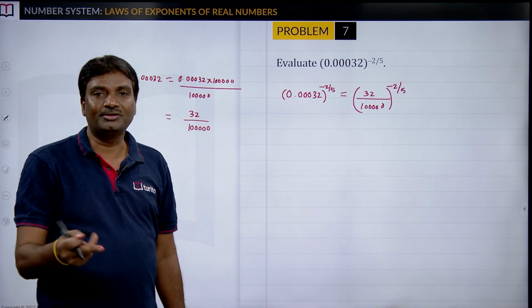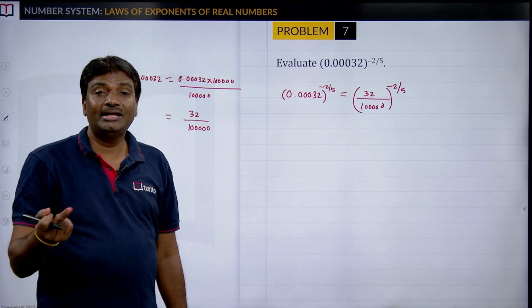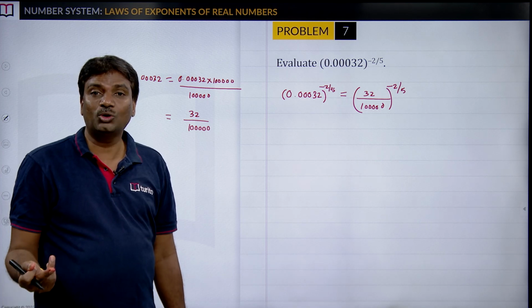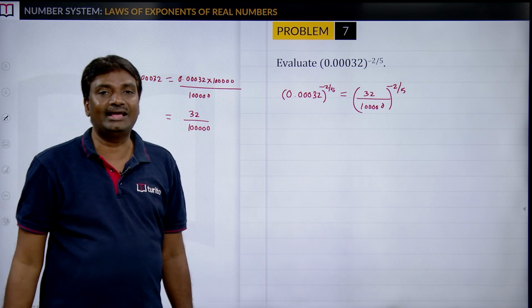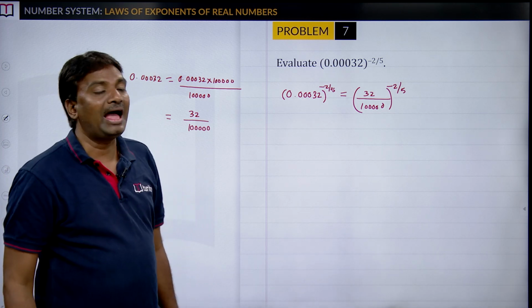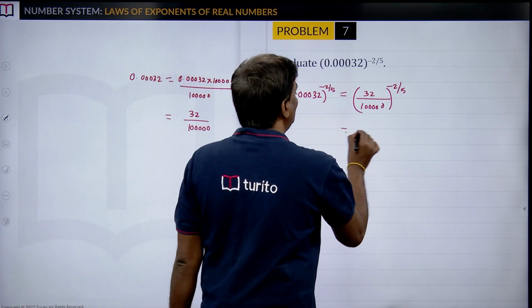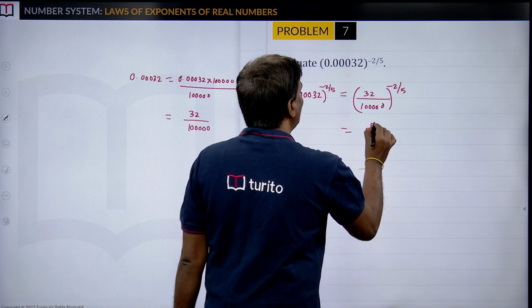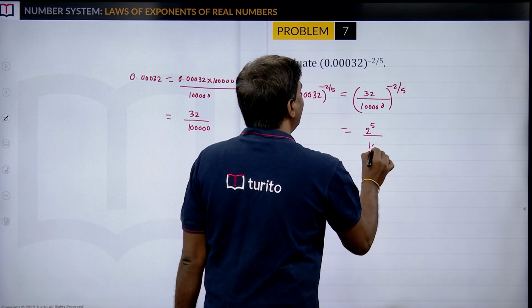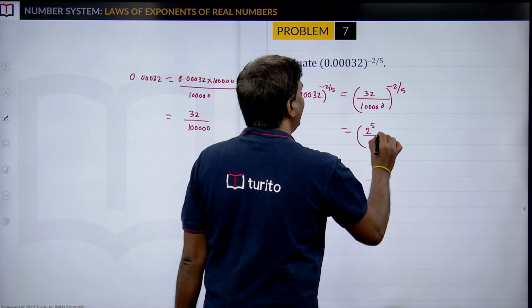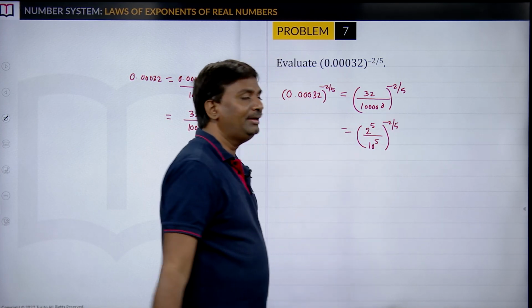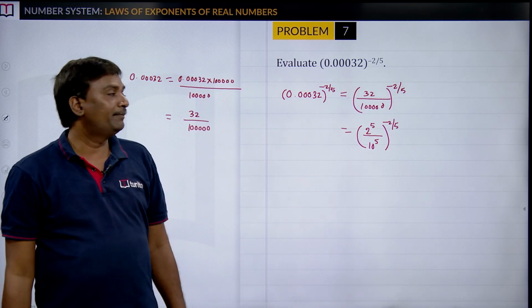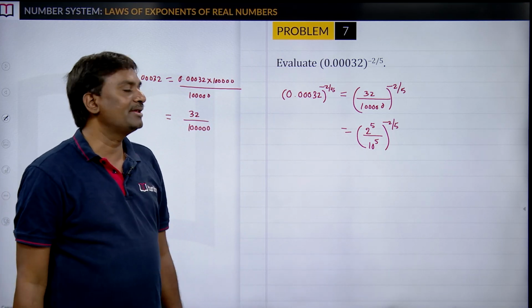100 is 10 square, 2 zeros. 1000 is 10 cube, 3 zeros. 10,000 is 10 power 4, 4 zeros. Just like that, since 5 zeros are there, we can write the denominator as 10 power 5. Numerator is 2 power 5. Denominator is 10 power 5, power minus 2 by 5.